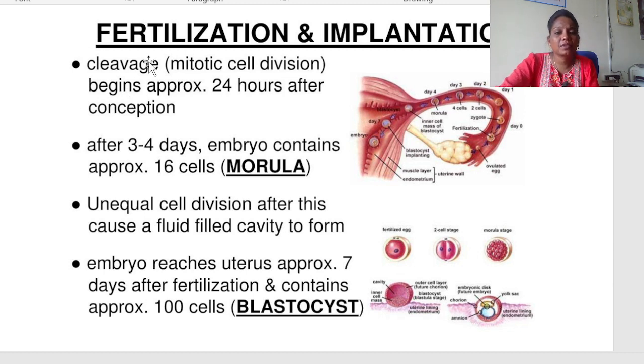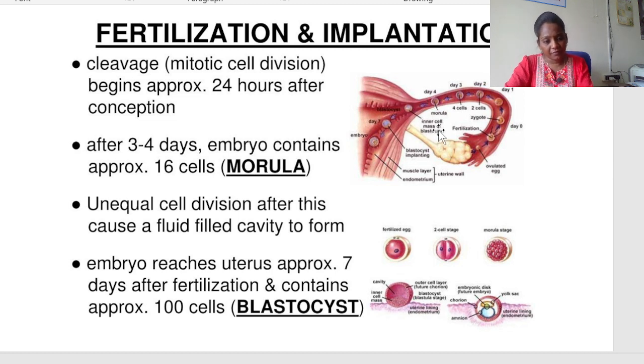Afterwards the two cells, the sperm and the ovum, become 4, then 8, then 16. Like that mitotic cell division will take place, approximately 24 hours after conception. Conception is when both the ovum and the sperm fertilize together. After conception of 24 hours, the cleavage or divisions will occur. After 3 to 4 days, the embryo contains approximately 16 cells. This stage is called a morula.